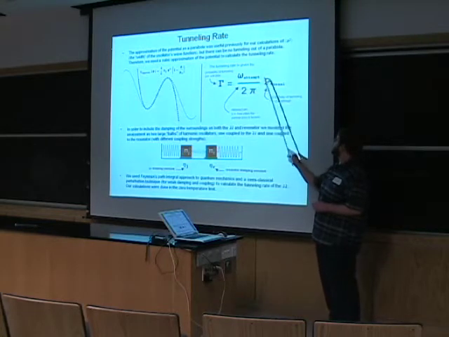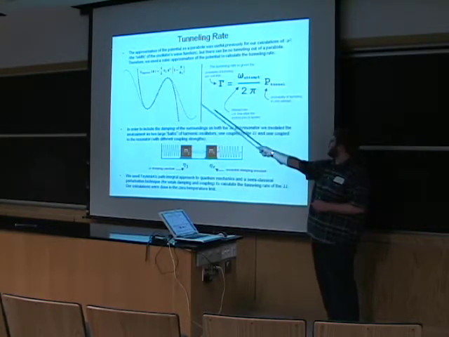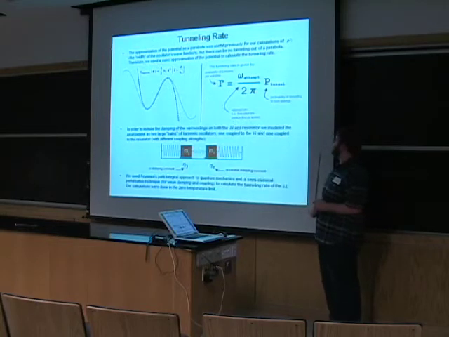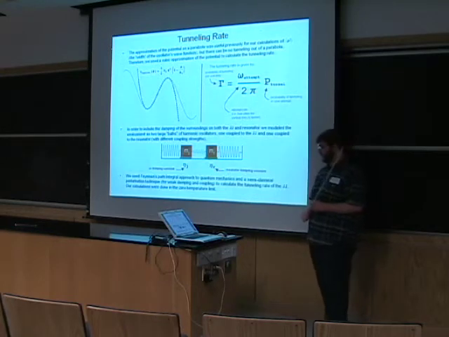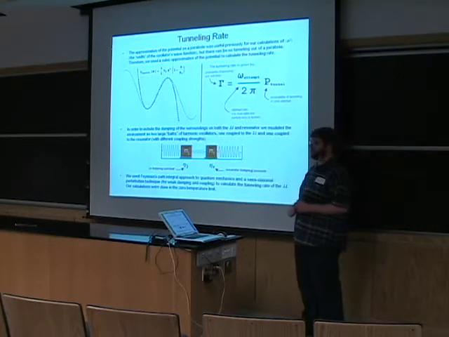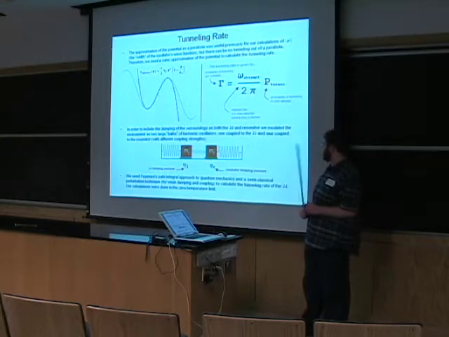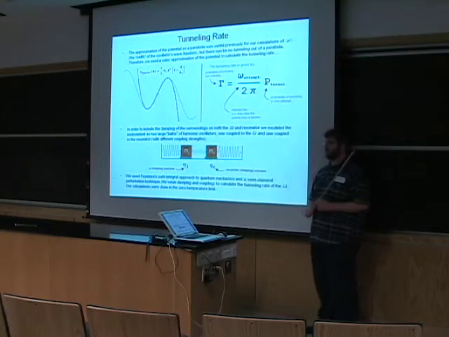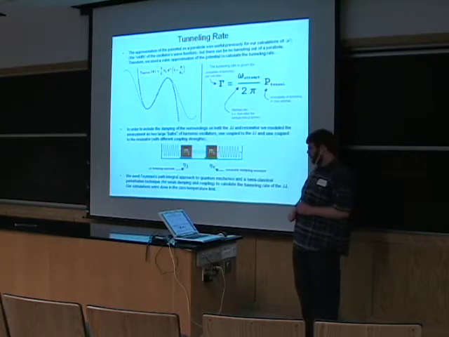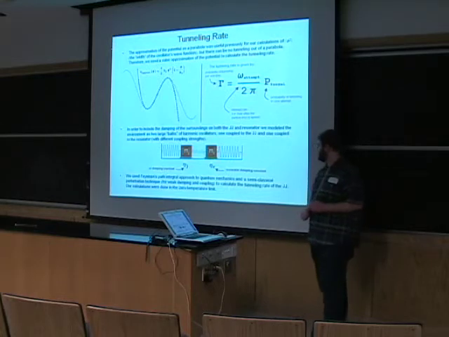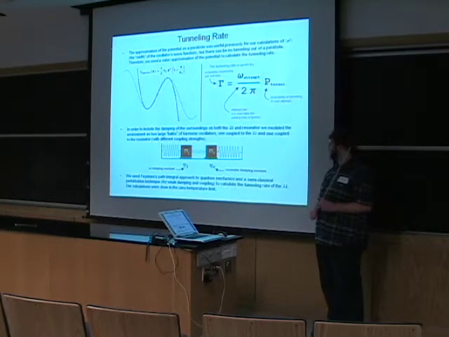And that's equal to an attempt rate, which is basically how often the particle tries to escape from the minimum there, multiplied by the probability that it will tunnel through in one attempt. And in order to include the damping of the environment on the Josephson junction and the resonator, we modeled the environment as two baths of harmonic oscillators, which were each coupled to the junction and the resonator, with different coupling strengths. Now, we used Feynman's path integral approach to quantum mechanics and a semi-classical perturbation technique to find the tunneling rate of the Josephson junction in the zero temperature limit.